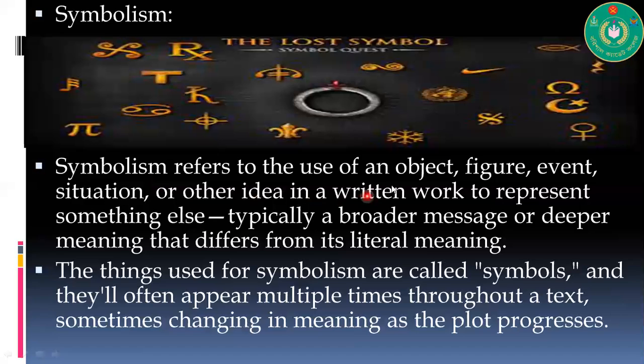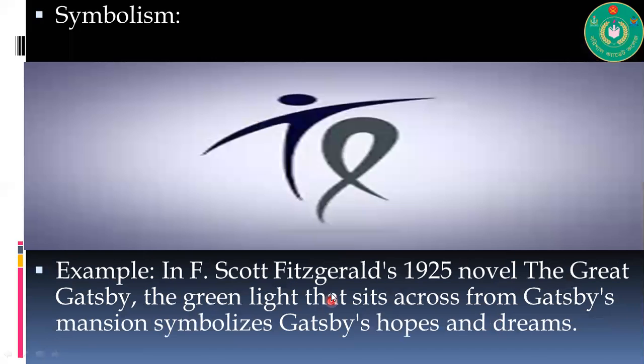Symbolism refers to the use of an object, figure, event, situation, or other idea in a written work to represent something else, typically a broader message or deeper meaning that differs from its literal meaning. The things used for symbolism are called symbols, and they will often appear multiple times throughout a text, sometimes changing meaning as the plot progresses. Example: in the 1925 novel The Great Gatsby, the green light across from Gatsby's mansion symbolizes Gatsby's hopes and dreams.